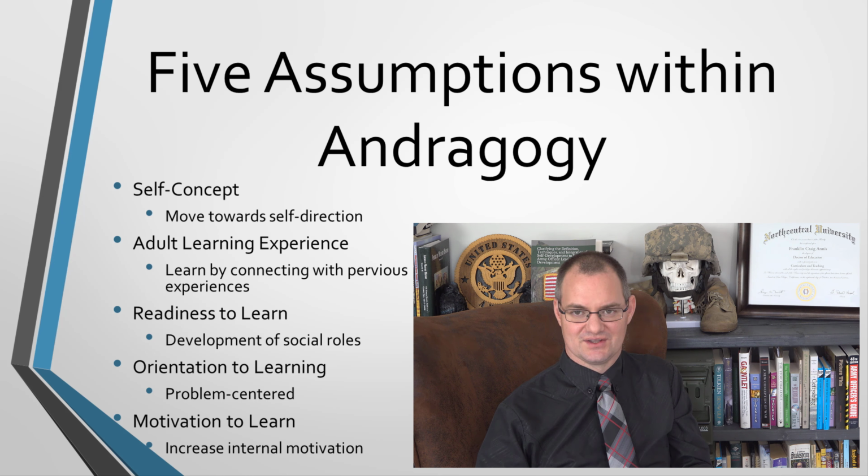Adults have a readiness to learn that's connected to their social roles. They want to be able to improve on how they function inside society, how they perform on their job, how they perform as an individual. And adult learners are problem-centric learners. They orient on problems. So when they attend courses, education, or training, they're looking to solve actual real-world problems.